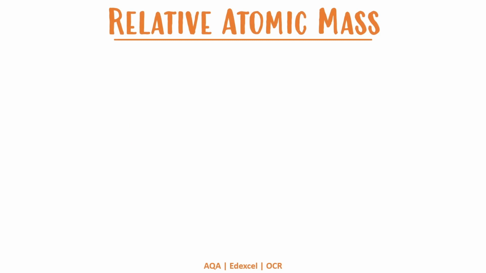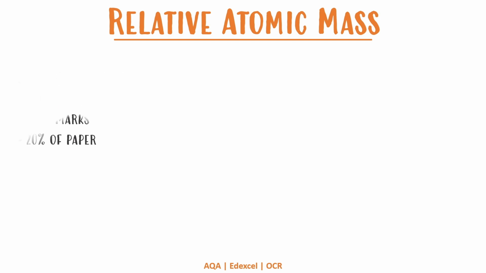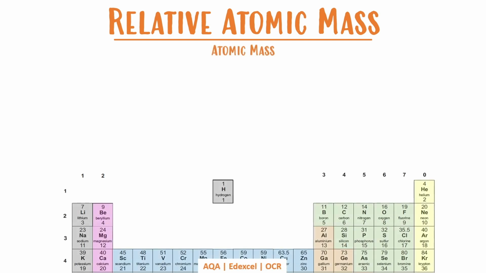In this one, relative atomic mass. Now, it's an important topic because it links into all your calculations. It's potentially easy marks, and with it linking with calculations, it makes up roughly 20% of your paper, depending on your exam board. Now, we'll start off by looking at atomic mass, and we've got beryllium here as our example.